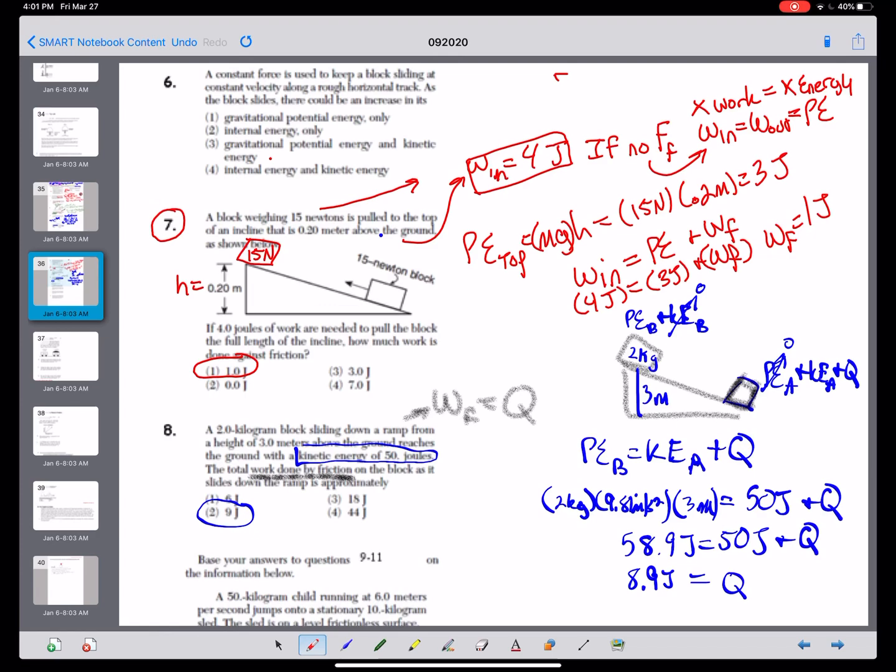So internalize that. Work in equals work out if there is no friction. If there is friction, then you're going to lose some energy. So you saw we put 4 in. We're only putting 3 out in PE, which means 1 joule is left over.